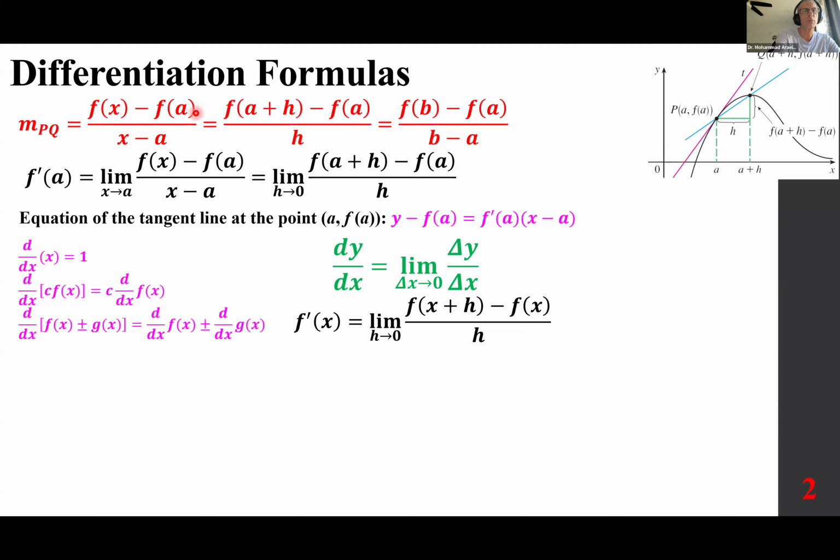For example, f of x minus f of a over x minus a. Now, if we take the limit, for example, f prime of a, limit of f of x minus f of a over x minus a as x approaches a, or limit of f of a plus h minus f of a over h as h approaches 0, this f prime of a represents the slope of a tangent line at x equals a. An equation of a tangent line would be y minus f of a equals f prime of a times x minus a, or just use the point slope.